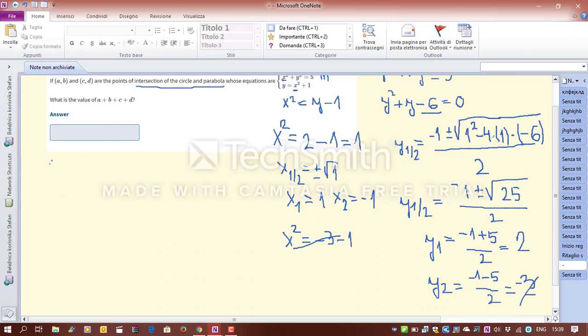And our points of intersection will be, okay, I will use first x1 as 1, and for the y equals 2, and the second will be x equals minus 1 for y equals 2. And of course, in the sum of these coordinates, 1 and minus 1 will cancel, so we only have 4. So the sum will be 4.